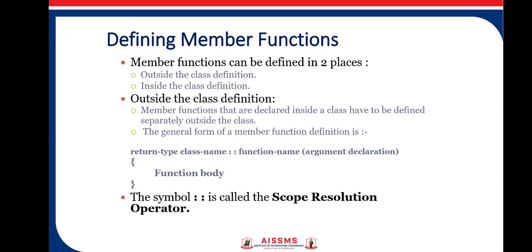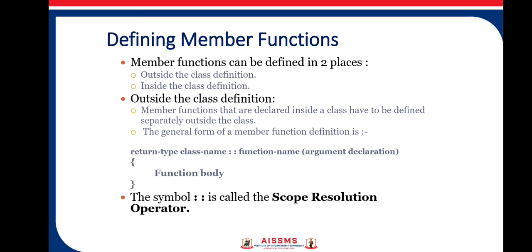Now in C++ we know that we have classes and objects. In a class we can have data members as well as member functions. So how are these member functions defined? In C++ there are two ways by which you can define a member function.